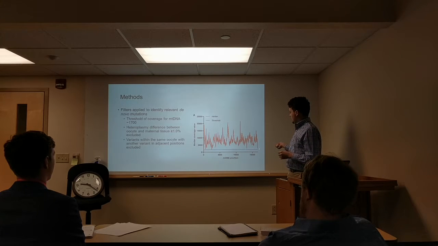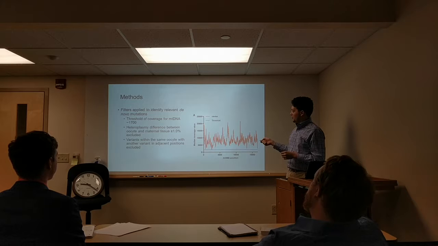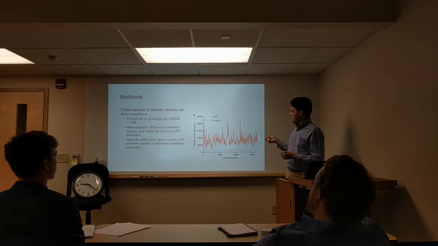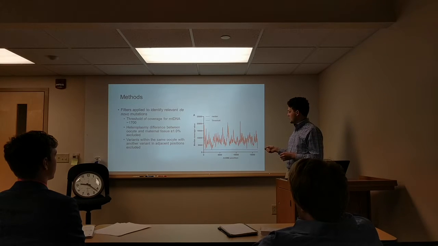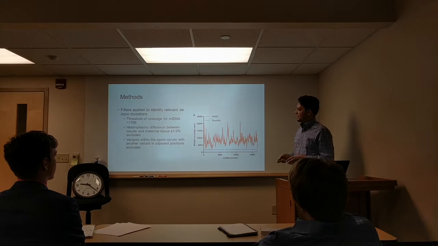This can be seen here in the blue line on the graph. The red line is the median number of mutations for each nucleotide position. So if more mutations are at a specific nucleotide location, then you will see a spike at that nucleotide location.